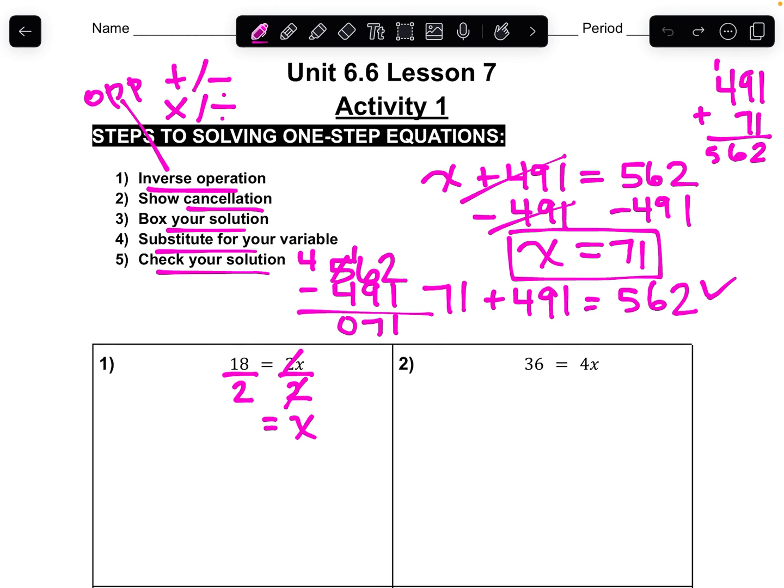18 divided by 2 is the next thing we have to solve, which is 9. We're going to box our answer. That was one we already knew. We didn't have to do it over here out to the side. That's where our work should be shown if it's not something we can do in our heads.